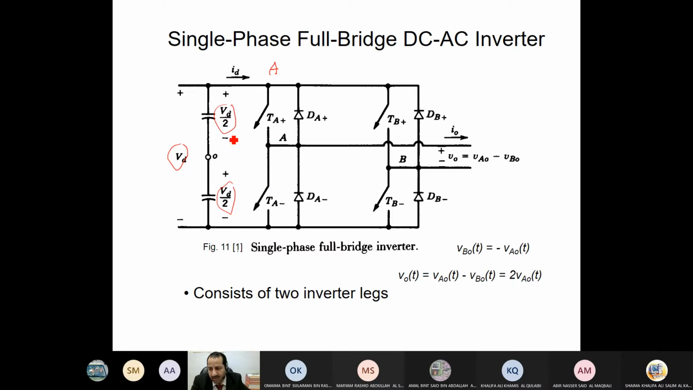We make it this way just for one reason, to distinguish between one leg and two legs. Otherwise, we don't need these two capacitances in this circuit. Directly, we have leg A and leg B. As you can see here, TA positive and TA negative for leg A: one to conduct the positive current or voltage, and the second the negative current or voltage.